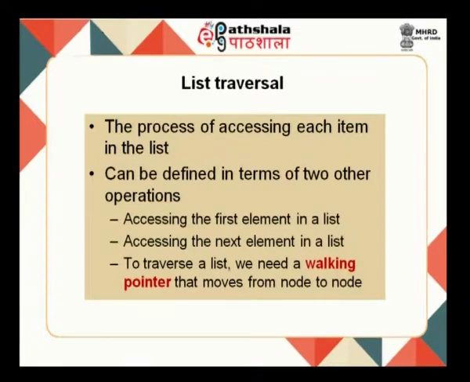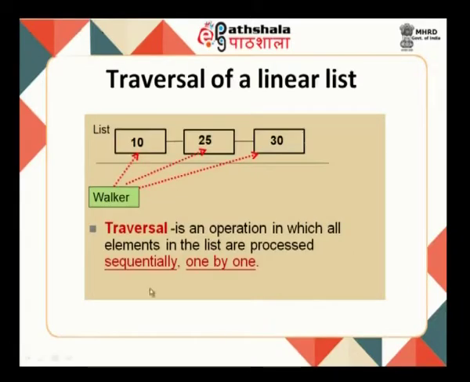List traversal is again a very important operation: the process of accessing each and every element in the list. It can be defined in terms of two other operations. You can access the first element in the list, then the next element, and keep on traversing. We need what is called a walking pointer that moves from node to node until you find the particular element. Traverse is an operation in which all elements of the list are processed sequentially, one by one. So, you will first go here, next you will go here, and next you will go here. This is the way it is done.